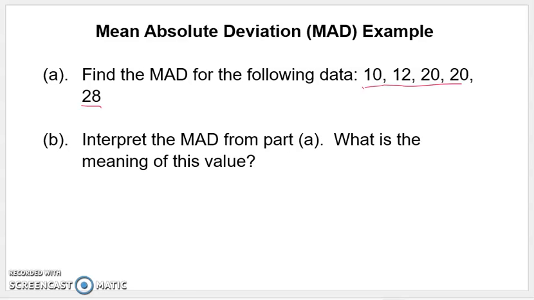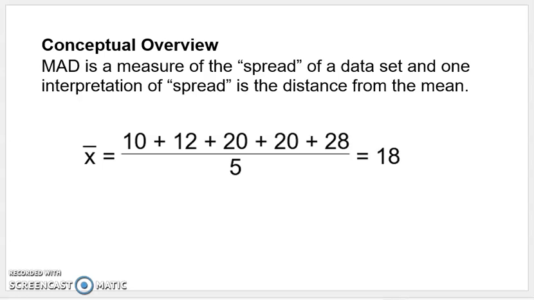To find the mean absolute deviation, the first thing you need to do is find the mean of the data set, because the MAD is a measure of the spread of the data set. And one way to interpret spread, because spread is sort of a subjective term, is the distance from the mean. So spread is often interpreted in statistics as distance from the mean. And the distance from the mean is called a deviation.